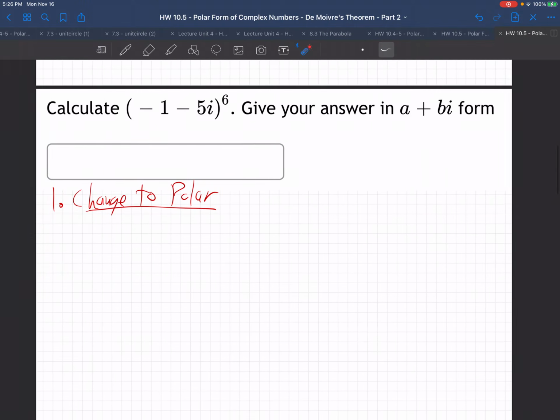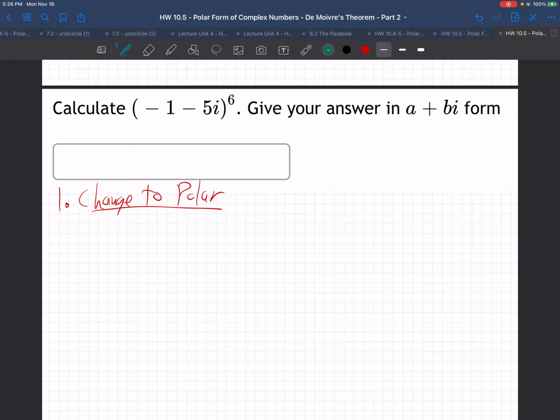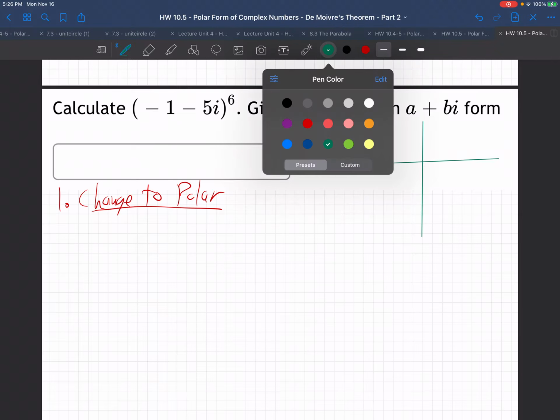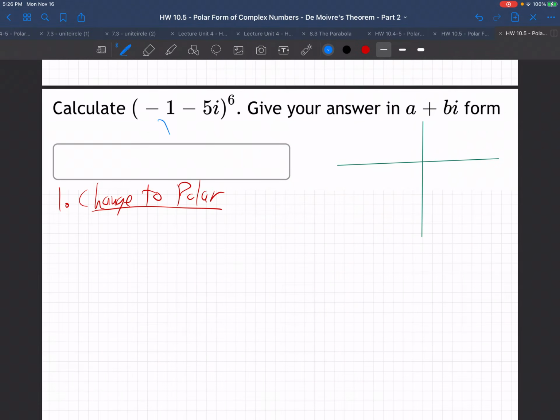So first off, we've got to plot the thing. Let's do that over here. So there's a little axis system. We're going to plot this point. This is like the x and the y, right? So it's back 1, down 1, 2, 3, 4, 5. It's right there. That's the number back 1 minus 5i.